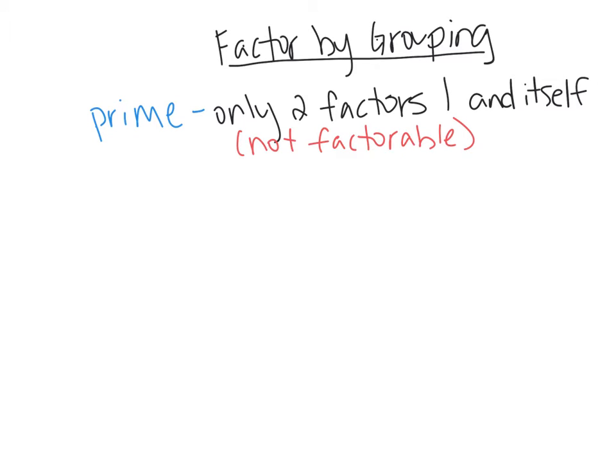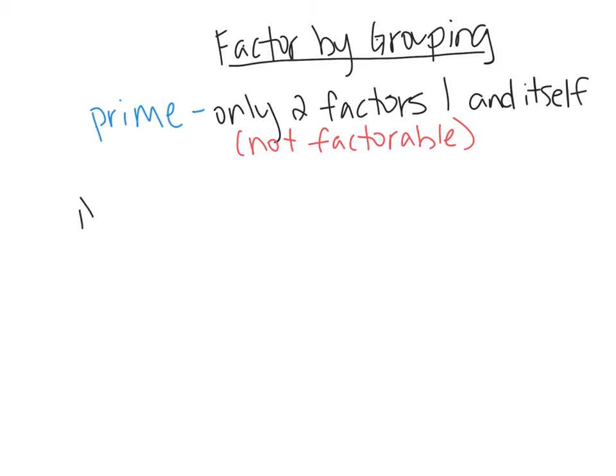Okay, today we're going to factor by grouping. To factor means to break down, if you can, into its linear components, or at least into its prime components. So what does it mean to be prime? Prime is when you only have two factors, one and itself. So you can't factor it anymore. It's not factorable. It's as small as possible.